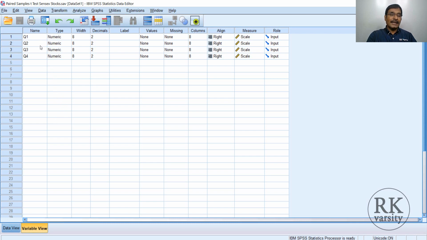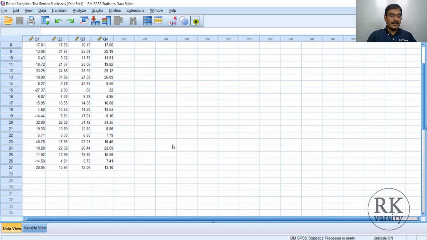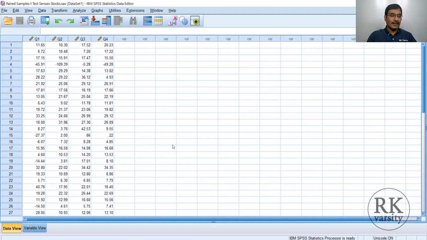And here you have Q1, Q2, Q3, Q4. This indicates quarter 1, quarter 2, quarter 3 and quarter 4. These are the net profit margins of randomly chosen companies listed in the Bombay Stock Exchange of India. So randomly we chose 27 companies.